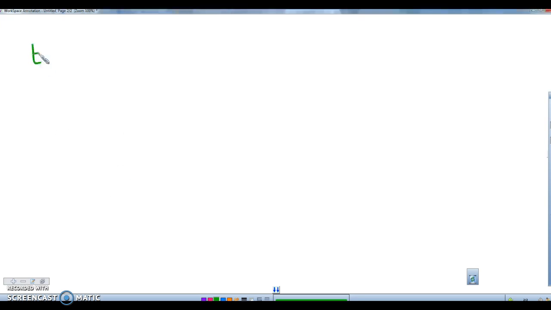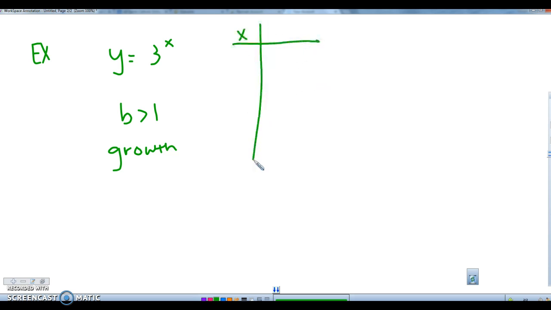And if we're looking at how to graph these, let's start by looking at y equals 3 to the x. I know that b is greater than 1. So if b is greater than 1, I'm going to be looking at something called growth. And we'll talk more about growth at a later time. But let's go ahead and create a t-chart so we can get some points to graph.